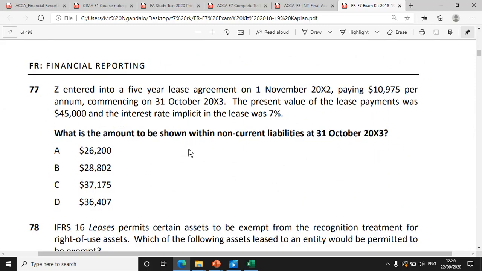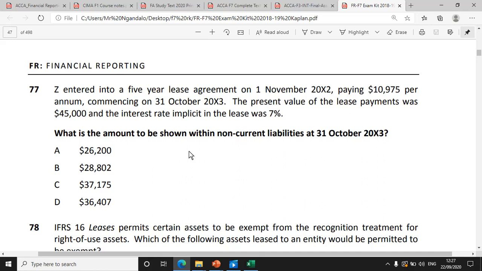77 says, again, it's good to type, please. It's good to write, and if you can't write, of course, you can take a picture so that you compare what you're doing. Z entered into a 5-year lease agreement on 1st of November X2, paying $10,975 per annum, commencing on 31st October 20X3. Present value of the lease payments was $45,000, and the interest rate implicit in the lease was 7%. What is the amount to be shown within non-current liabilities?